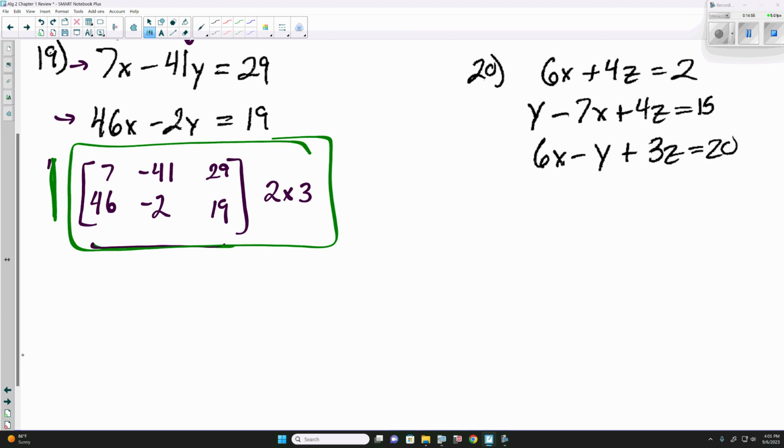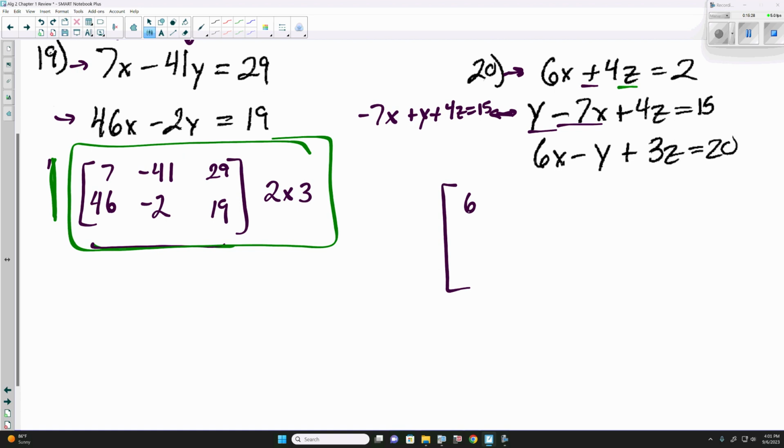Now the next one, we look at this here. So the first one does have x first. It does not have a y, and we'll counter that later, but then z and a number. The second one is out of order. X and y need to be switched, but the last one's fine. So if we flip the middle row, it should be negative 7x plus y plus 4z is equal to 15. It's an easy change. Now that we have that set up, we can go through writing this out.